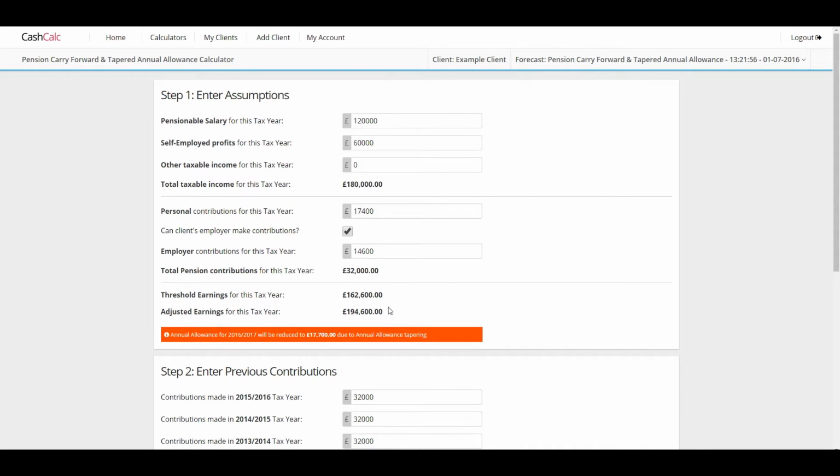If you put them in there, you can clearly see his threshold earnings has come down to 162,600, so that's his total taxable less his personal pension contribution. But his adjusted earnings is 194,600. What that actually means, as you can see in orange, is that his annual allowance for this year has been reduced to 17,700. Well, we already know that he's put 32,000 in, so potentially this client has a problem.